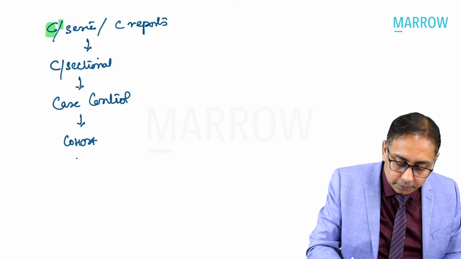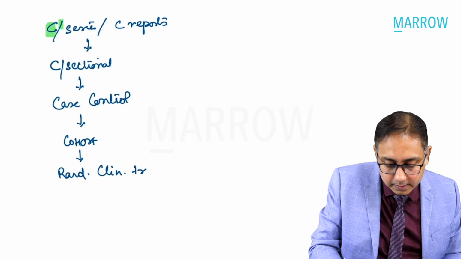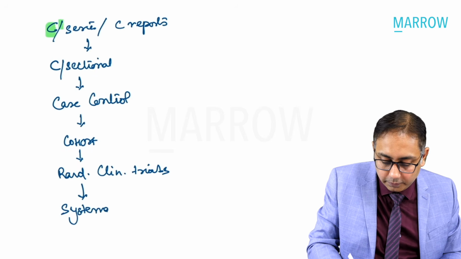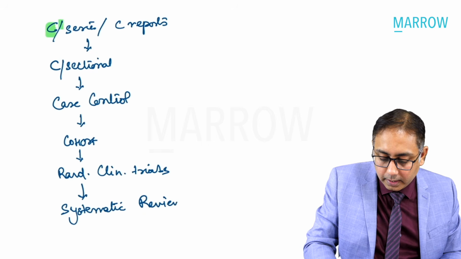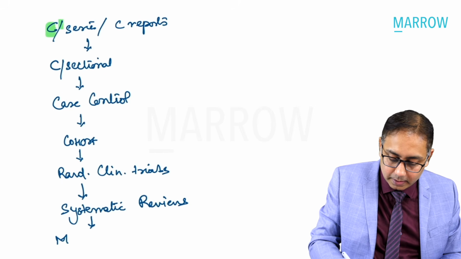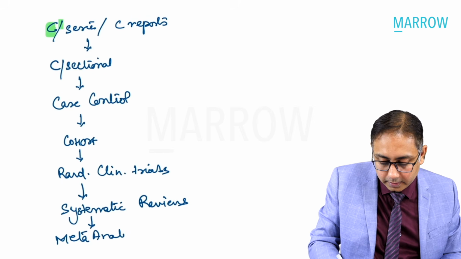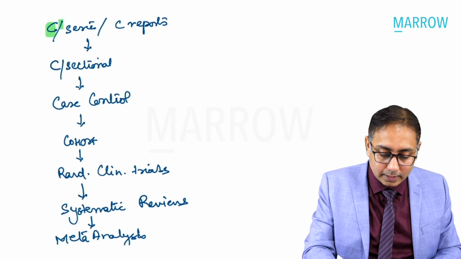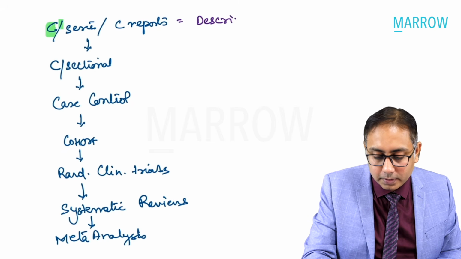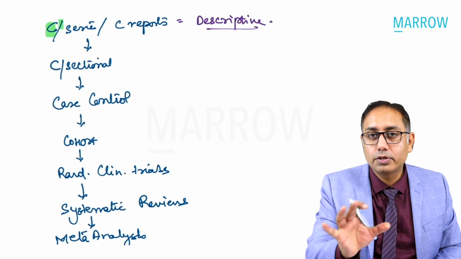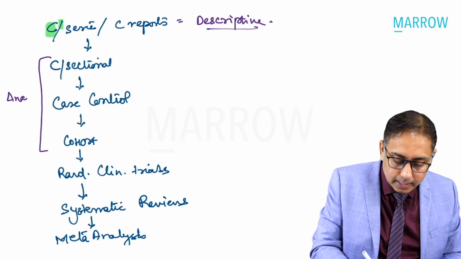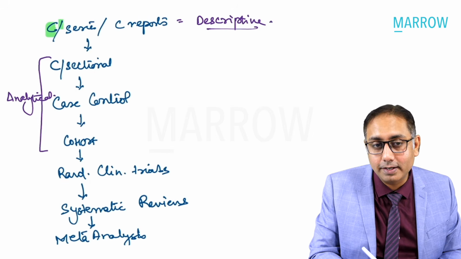Then you have the cohort studies. Then the randomized clinical trials. And then the evidence-based medicine, the systematic reviews. And then the meta-analysis, right? This is what you already know. Please note, a quick walk through these study designs. These are descriptive studies: the case series or case reports, the cross-sectional, the case control, and the cohort. These are clubbed under the analytical studies.